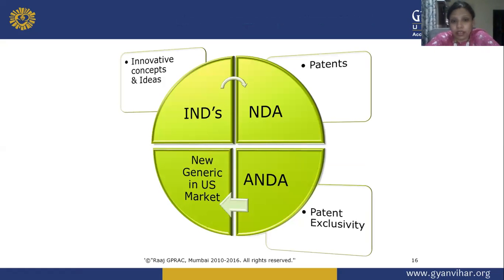new product in the market. So a new generic product reaches the market after the approval of many things. First, there are the innovative concept and ideas. When there is an innovation and concept idea, then there is an approval of INDs, that is after the preclinical trial. For the clinical trial, we need the IND approval. After that, we need the NDA approval for the product marketing.